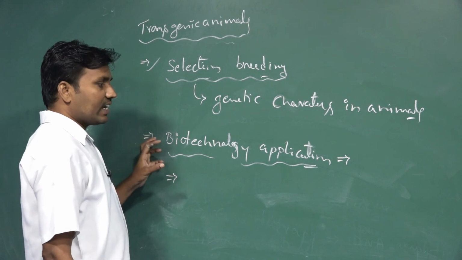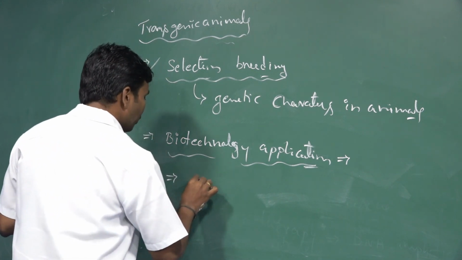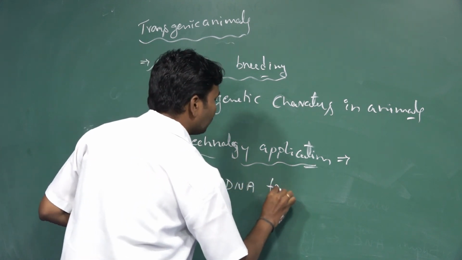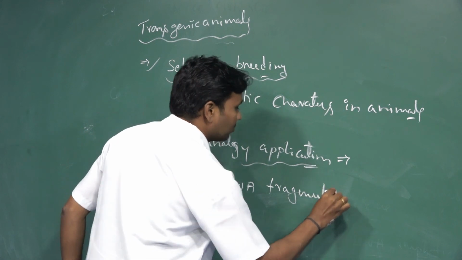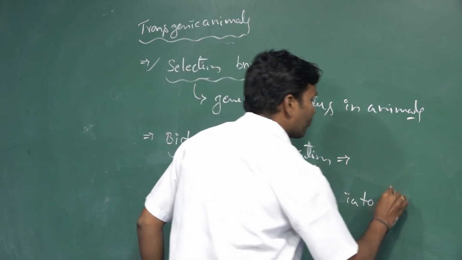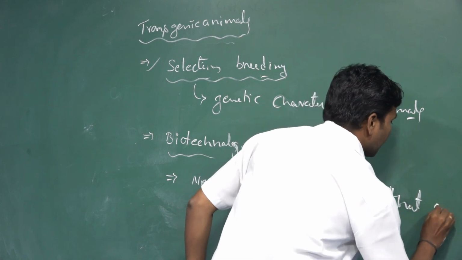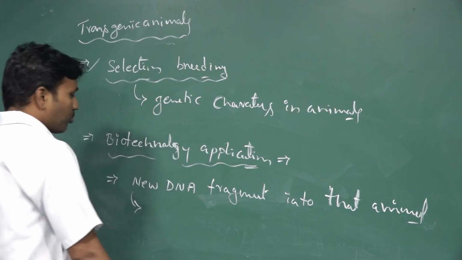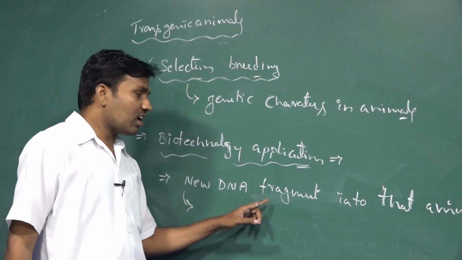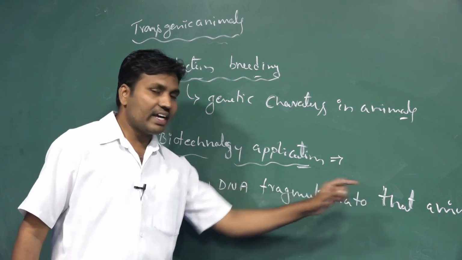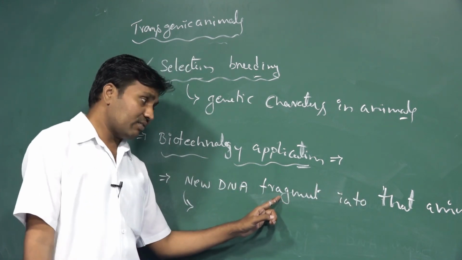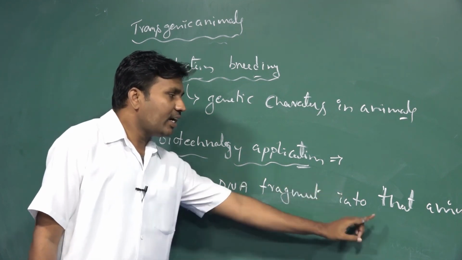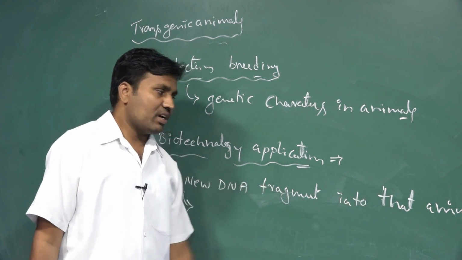So first of all, we are selecting and introducing a new DNA fragment into that animal. So this is generally the process: a new DNA fragment, which is not related to that particular animal, from outside of the organism. A new desirable DNA fragment we are introducing into the animal here.